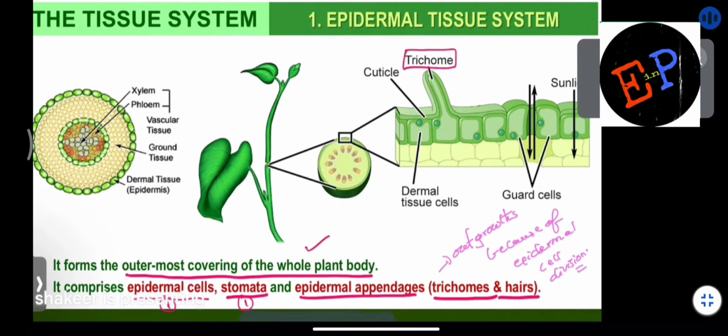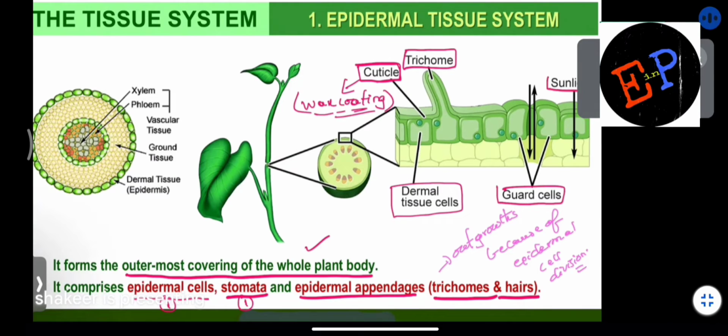And here you are seeing this cuticle. What is meant by cuticle? Cuticle means a wax coating. A wax coating on the leaves and the stems is called cuticle. Are you able to understand? You can find this cuticle only on leaves and stems. You cannot find the cuticle on the roots; cuticle is absent on roots. So this is the dermal tissue cells, and these are the guard cells. Clear? And sunlight is entering from here.